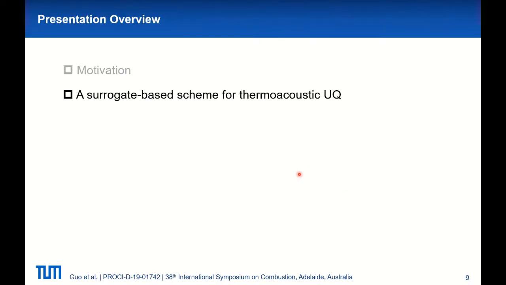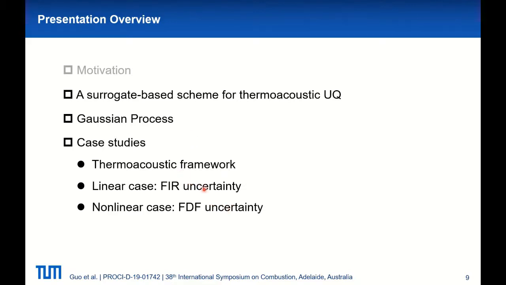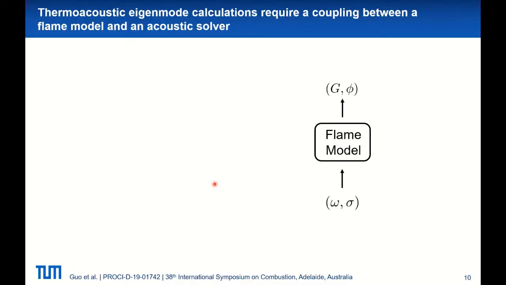The remainder of the presentation goes as follows. I will start by introducing our big idea, the surrogate-based scheme for thermoacoustic UQ analysis. Our strategy will be based on Gaussian processes, which we will briefly talk about in the next part. Later on, I will apply the proposed surrogate strategy to address 2 case studies: one linear case where we consider an uncertain flame impulse response model, and a nonlinear case where we consider an uncertain FDF dataset.